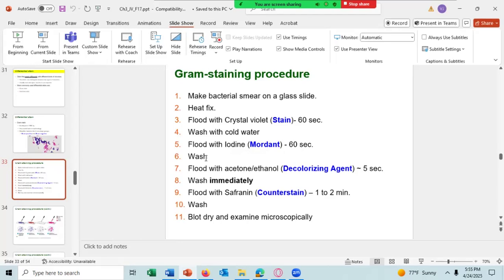You then flood the slide with acetone ethanol, that's the decolorizing agent, only for about 5 seconds. You then wash it off immediately. You need to wash this one off immediately because the trace of the decolorizing agent left on the cells will continue working, and you don't want it to continue working because, if you had enough time and enough acetone ethanol on the slide, you could pull out the crystal violet iodine complex from the gram-positive cells as well as from the gram-negative cells.